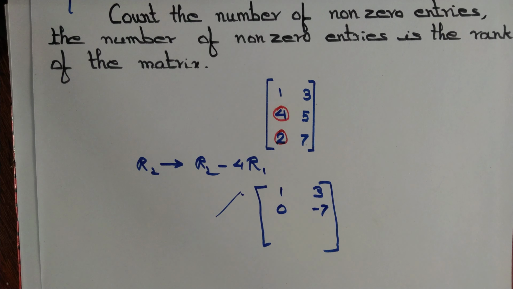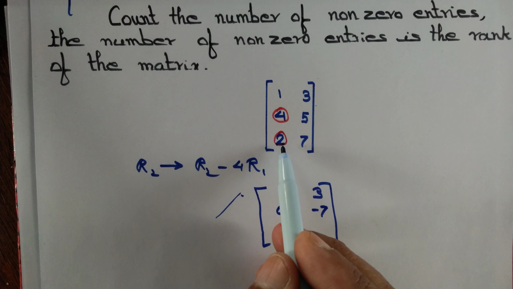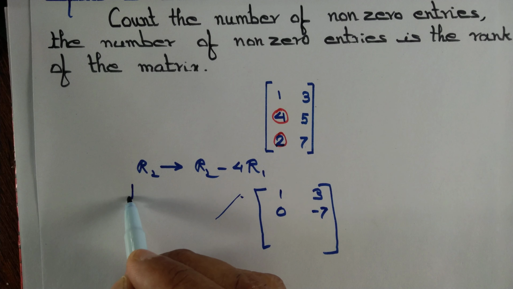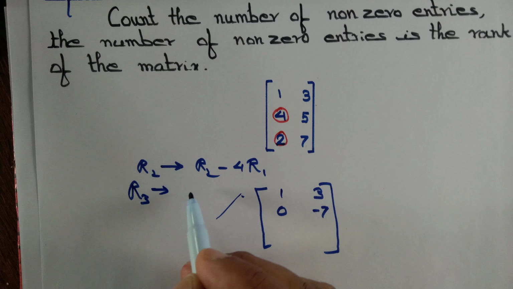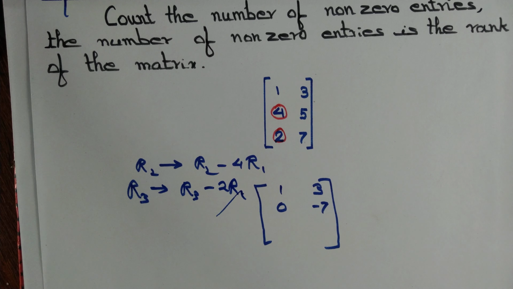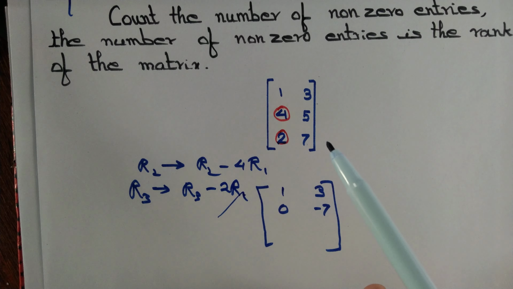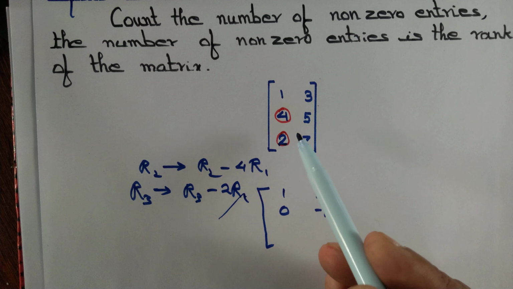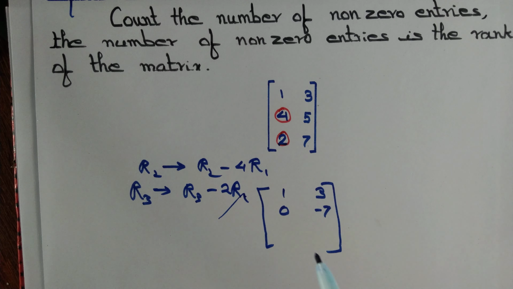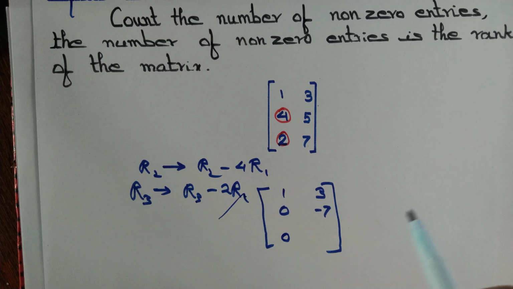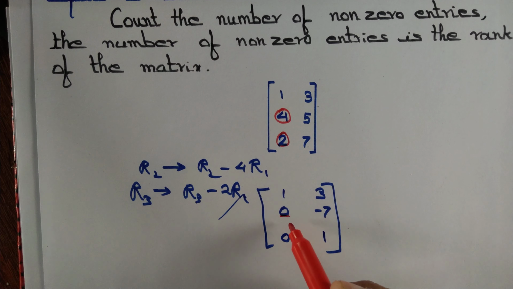What about the other one? The third, how do I render this number 2 to be 0? We'll apply the operation R3 is R3 minus 2 times R1. In other words, we'll be subtracting 2 times R1 from R3. Let's do it. So 2 minus 2 times 1, that's 0. 7 minus 2 times 3, that's 7 minus 6, which is 1. Okay, we got those two entries to be equal to 0.